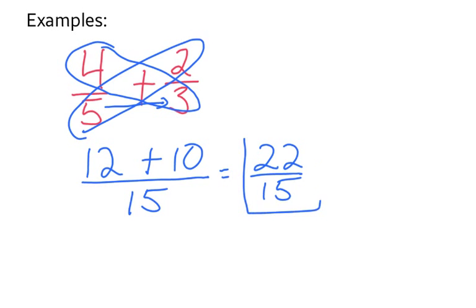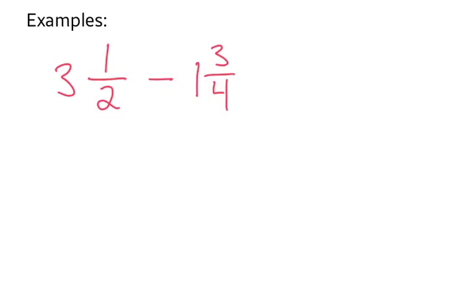And there you have your answer. We're not going to worry about mixed numbers at this point, but that is a solution to our answer, 22/15. Now in this example we're subtracting, but we also have mixed numbers.